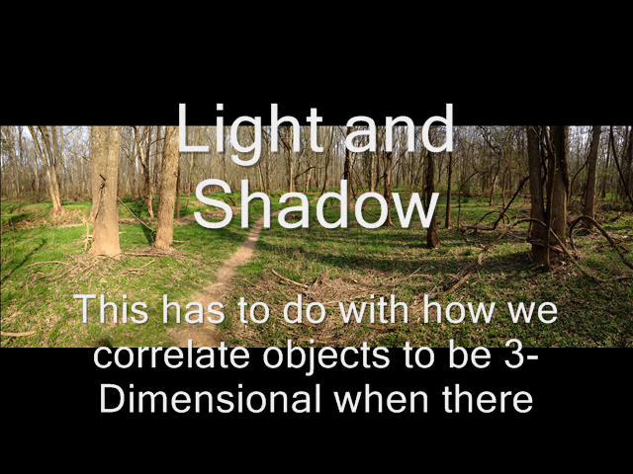Light and shadow. This has to do with how we correlate objects to be three-dimensional when there is a shadow portion of the object and light on the object as well. So in the picture, there's a lot of trees and a nice little scenery, and there's shadow and light coming from the sun, and you can see where the trees are and how they correlate with each other.